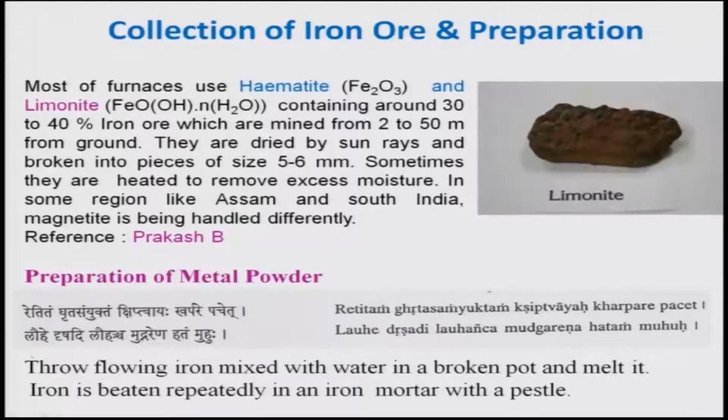In some regions like Assam or South India, magnetite is handled differently, because magnetite is a different kind of iron ore. Besides this, they were also producing metal powders. There is a sloka whose meaning is: throw the flowing iron mixed with water in a broken pot and melt it, and then after washing the iron ore, put it into an iron mortar and pound it with a pestle so that there will be powder.